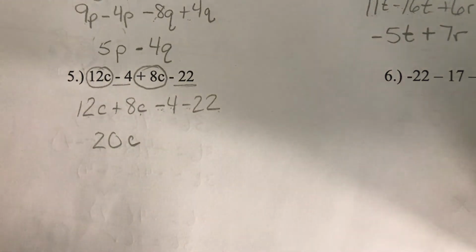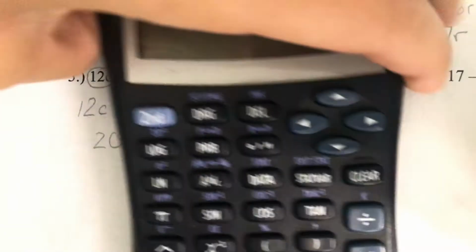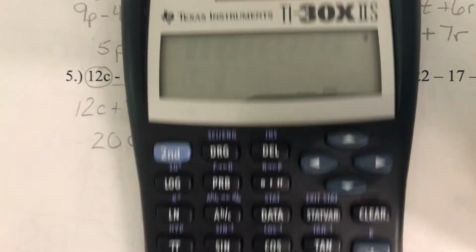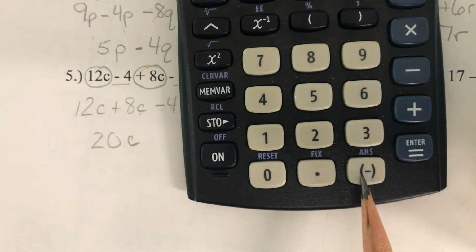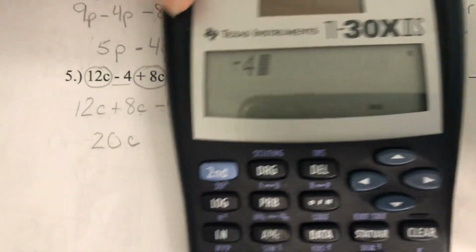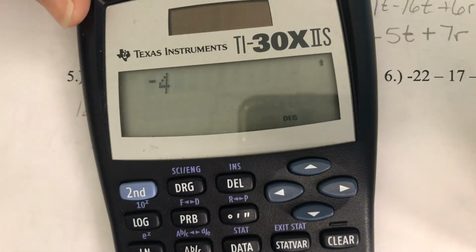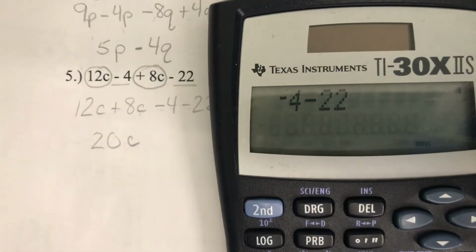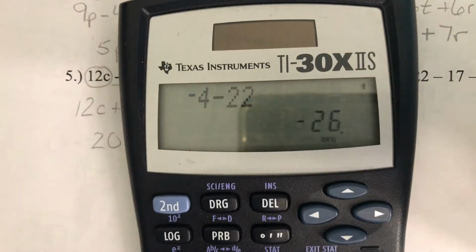You can punch that in the calculator just the way it looks. Let me point out, because I don't know if I've done this enough, that your negative sign is down here. A negative and a subtraction sign are essentially the same thing, but on the calculator we have to make sure that we're using the correct button. So negative 4 and then minus, so I'm using the subtraction button, minus 22. Negative 26.